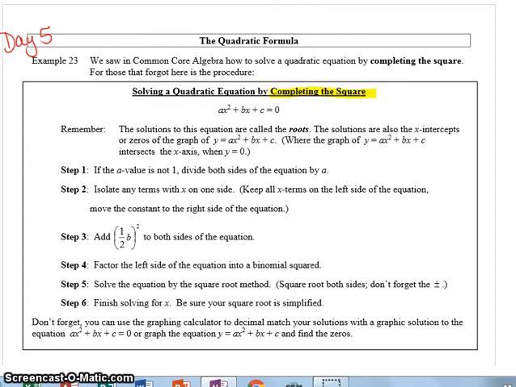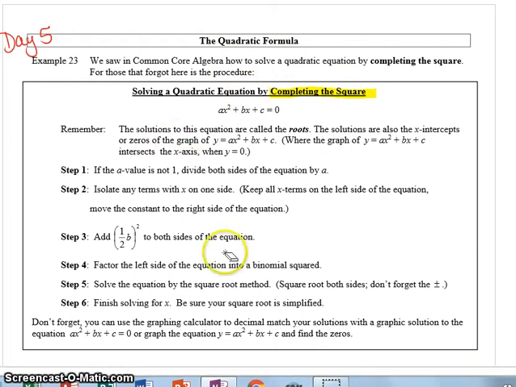This is Unit 5, Day 5, starting out with the quadratic formula. It's really important that you guys follow along and read here. It says, we saw in Common Core Algebra, so 2 years ago, how to solve a quadratic equation by completing the square. For those who forgot, here's your procedure. So not only did you see it in the algebra course, but we also did it this year.